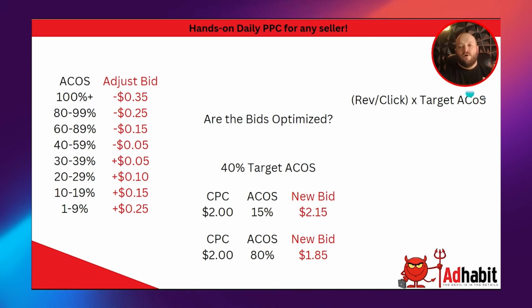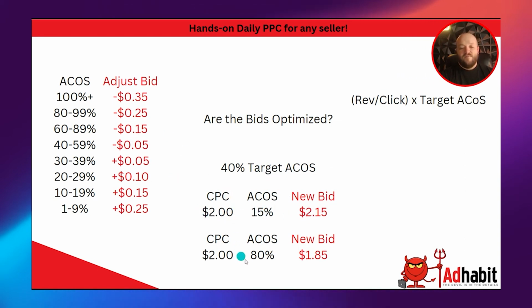If you're using bulk sheets, you could use something like this, right? And this is just going to give you the breakdown of what it looks like. If we're going to use this bid adjustment on the left, if you have a target ACOS of 40%, your ACOS is 15, your cost per click is $2, your new bid should go up to $2.15.